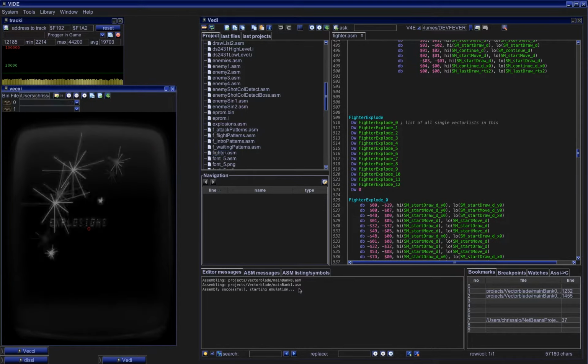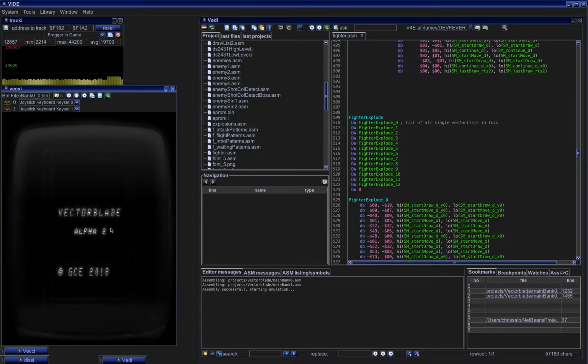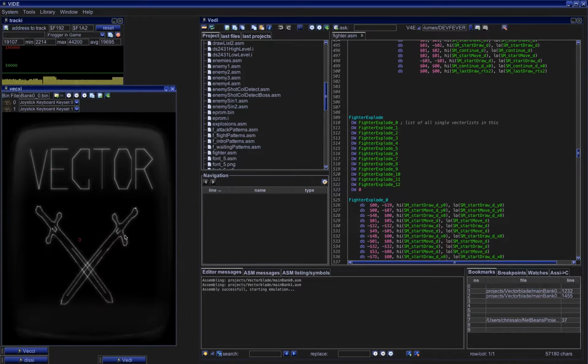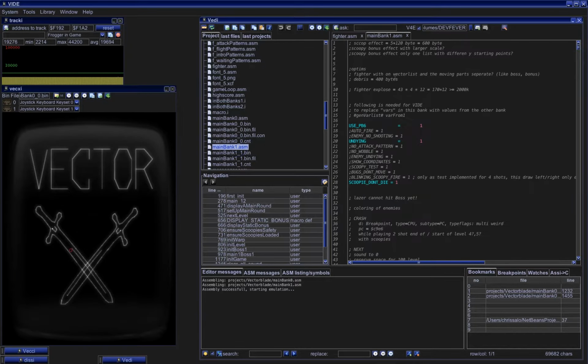At some stage it will have compiled. It's compiling Vectorblade, you see it. One moment, I think I've got Undying switched on, so I can show you what I want. Undying must be off, otherwise I cannot die. Just a sec. What I'm going to show you is an explosion of the fighter when it dies.